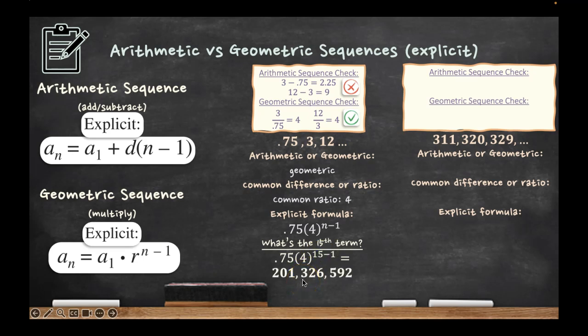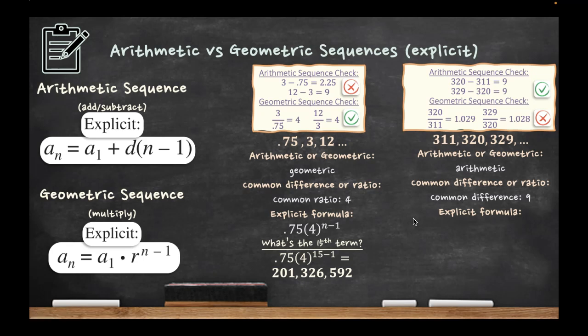I know it's a very large number, but exponential functions grow slowly initially, but they really start to pick up on the back end. Now when we look at the next example, when we do our arithmetic and geometric sequence check, we realize that it's arithmetic. And our 9, which is going to be our common difference, which is our slope. So when you write the explicit formula, our first term is 311. And our common difference is a positive 9, so I put plus 9.